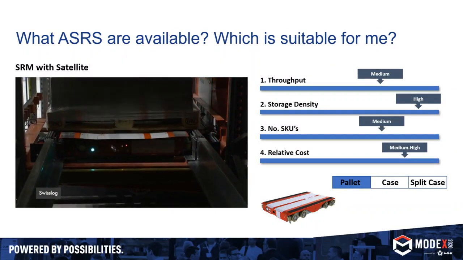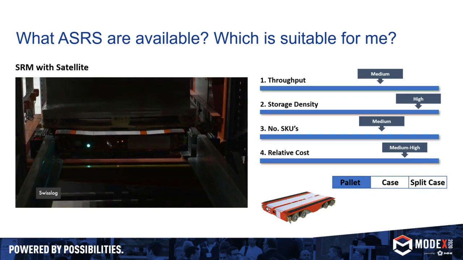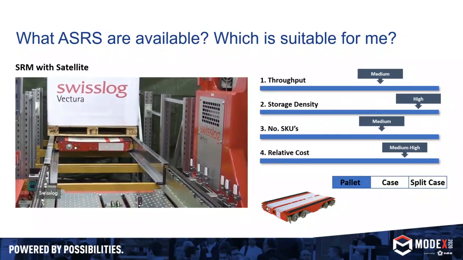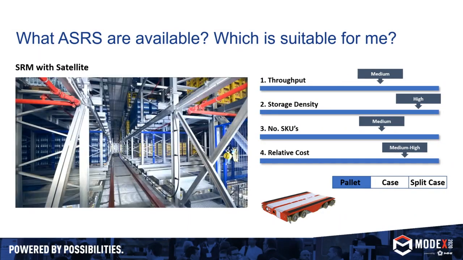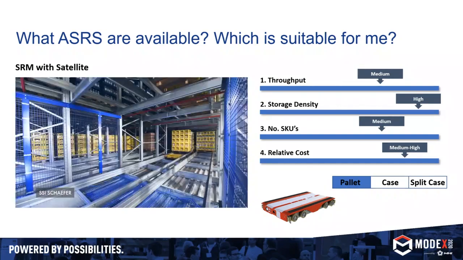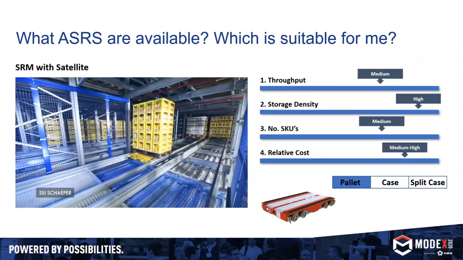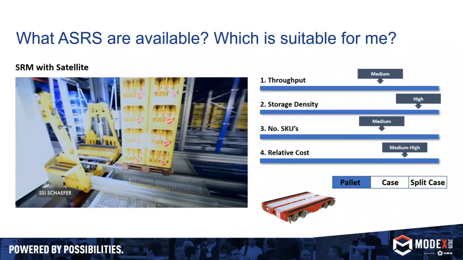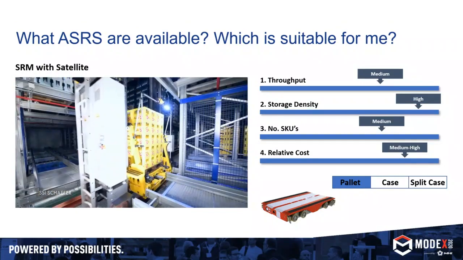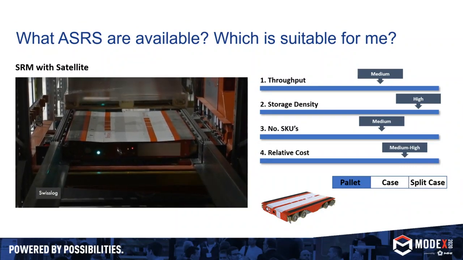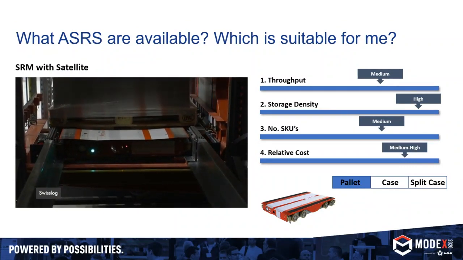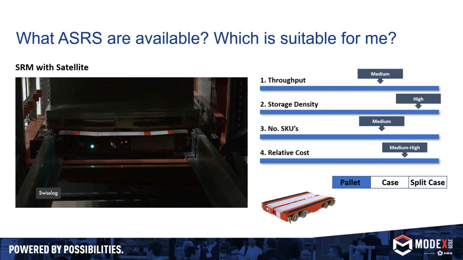Throughput in this case is still medium, if anything slightly lower, because you've got longer depth or deeper storage of pallets, but you're getting a higher storage density. For every aisle, you can have 10, 20 pallets deep, so you're getting very high storage density, which means it's typically used for a medium number of SKUs. Relative cost is slightly higher now because you've basically got channels in the rack rather than top hats or beams, so the rack costs are slightly higher than your traditional SRM.